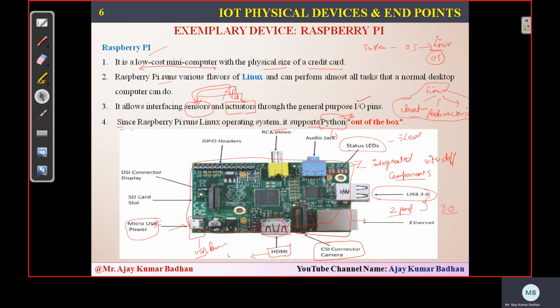Then we have an SD card slot, as we discussed previously. This is the location where you can insert a card. We have a reset button also here. This is the RST reset button, and then we have the DSI connector.